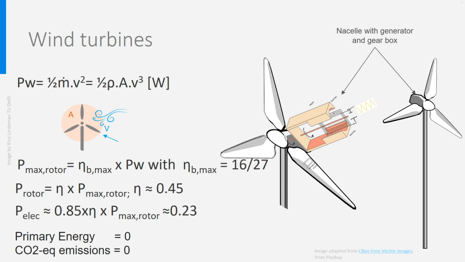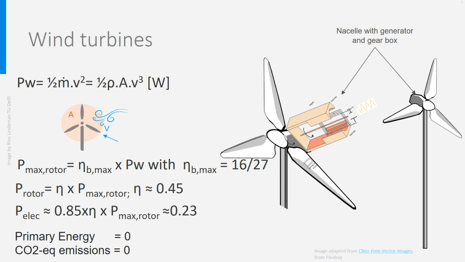In practice, approximately 45% of the energy contained in wind can be transmitted to the rotor, that is P rotor. And then there are the mechanical losses in the gearbox, around 5%, and around 10% losses in the generator, which brings us to an average electrical efficiency of 23%. That is low, but not really a problem, as wind is fully renewable. Its primary energy use is zero, as are its CO2 equivalent emissions. There are a lot of losses in such a wind turbine, but they cannot be recovered. Gone with the wind. So, combined heat and power is not possible.